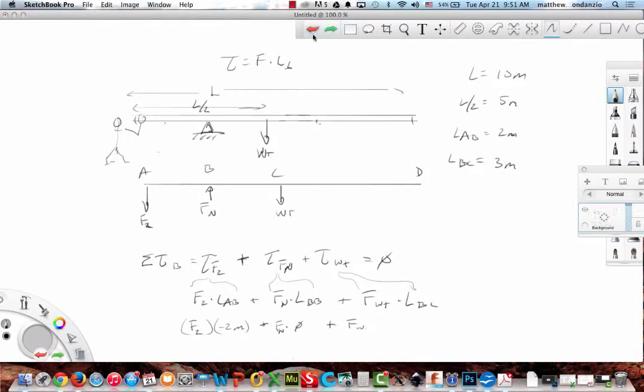FWT. And did I give you the weight yet? No, let's say I give you the mass of the ruler to be 0.1 kilogram. What does that mean, the force due to gravity?